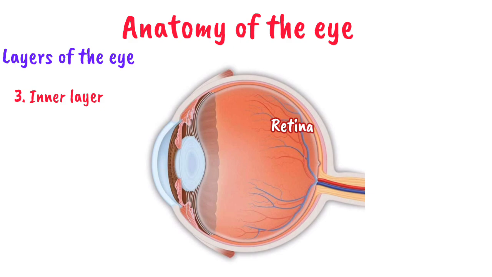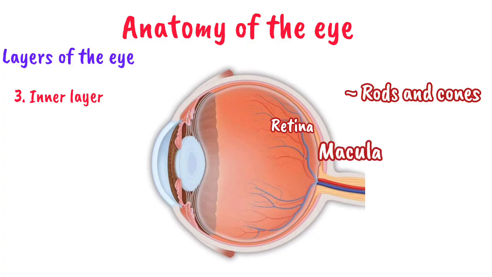The retina is the innermost layer of the eye. It contains photoreceptor cells called rods and cones. These rods and cones detect light and convert it into sensory signals that are sent to the brain. The rods are responsible for vision in low light, while the cones detect color and fine details, and they function best in bright light.